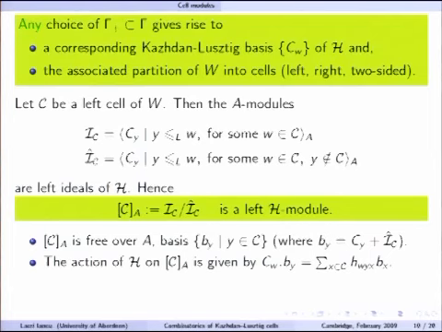And, well, the action of H is simply given by the same structure constants as before. Of course, you only look at those which... so it kills everything which is not in the cell. So C_w acts on the cell, times B_y, sorry, is such a linear combination where, of course, the B_x here are only those in the cell.